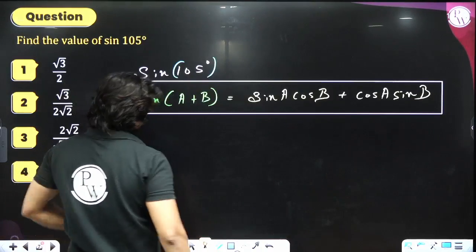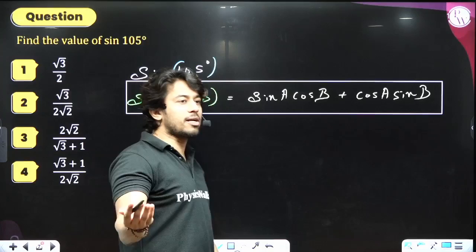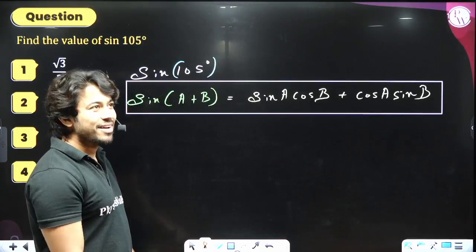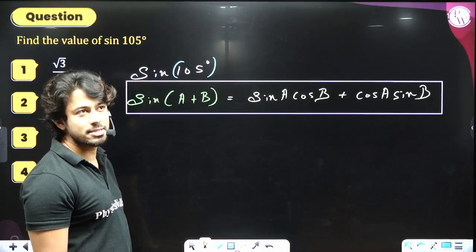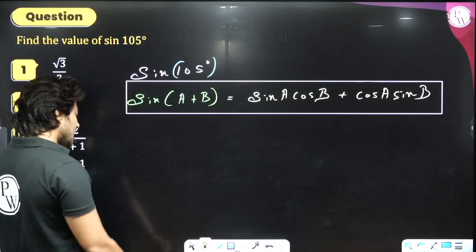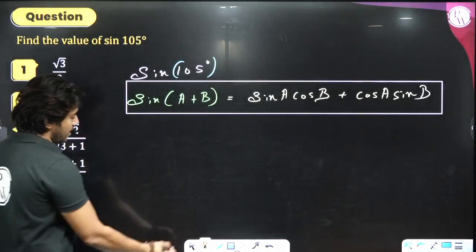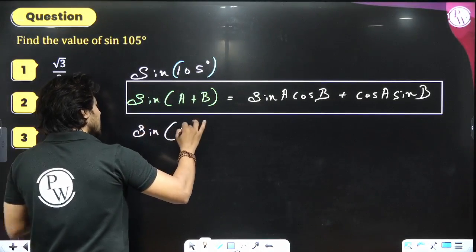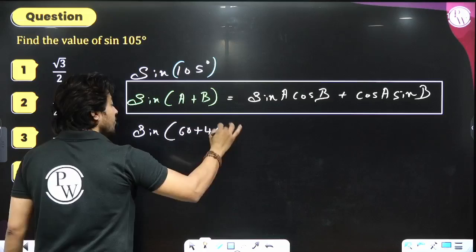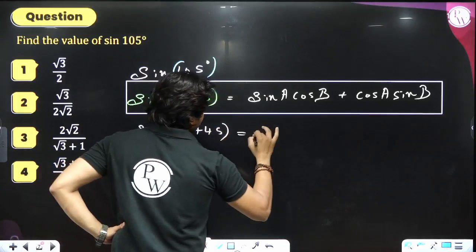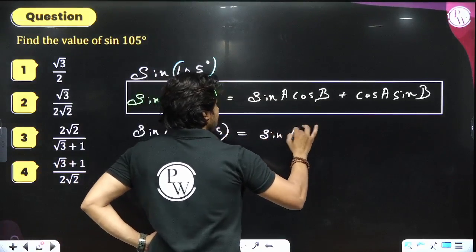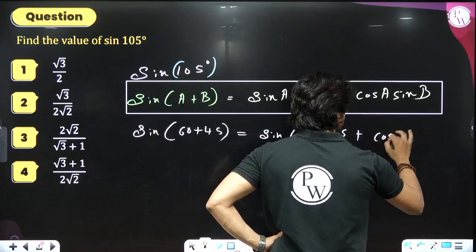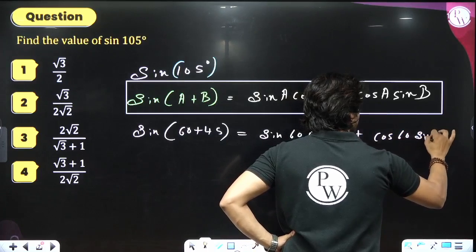Here we go. What is A, what is B? How to break 105? 90 and 15? That makes no sense. 80 and 35? Nope. 60 and 45? Yes, sir. Okay, so here we go. Sine of 60 plus 45, sine of A plus B. What is it going to be? It's going to be sine A cos B plus cos A sine B.